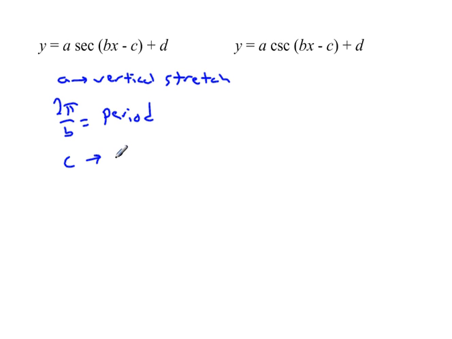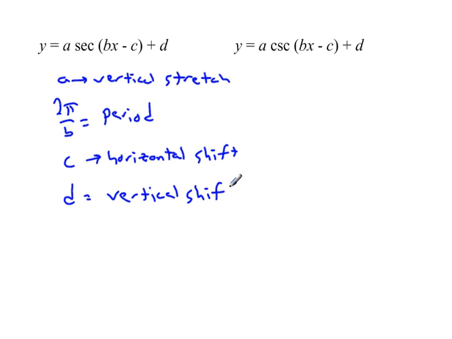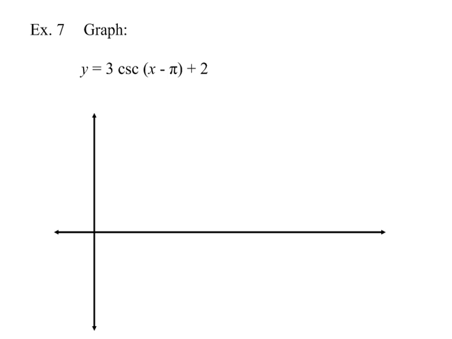C gives us some kind of horizontal shift, and D is equal to our vertical shift. The nice thing is there's nothing new you have to learn with secant and cosecant. If you know sine and cosine well, secant and cosecant just follow from those. So if we take a look at this, y equals 3 times the cosecant of x minus pi plus 2. Well, forget that. I'm going to graph this: y equals 3 times the sine of x minus pi plus 2.